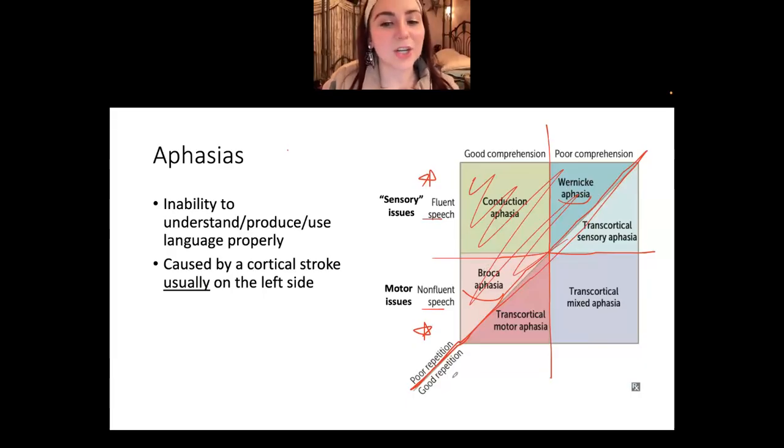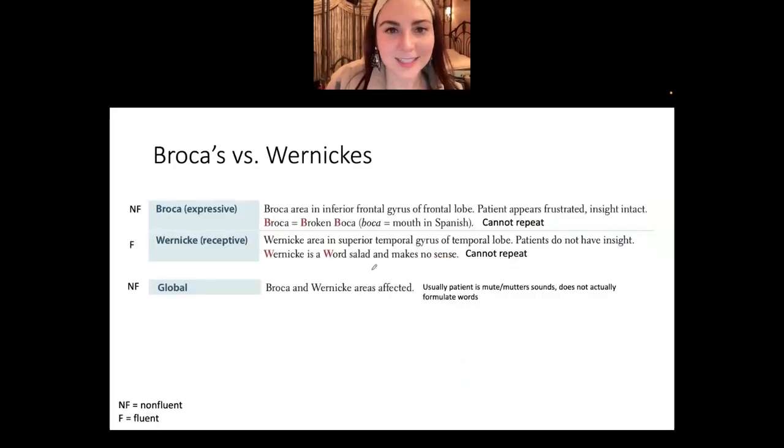And then if repetition is fine, I usually think of that as an area not being affected. Other things are affected, which we'll talk about, but these are all your transcortical ones. So your transcortical sensory aphasia, your transcortical mixed, which is a mix of both sensory and motor, and your transcortical motor aphasia. Okay, and they have no problem with repetition. It's a lot, I know.